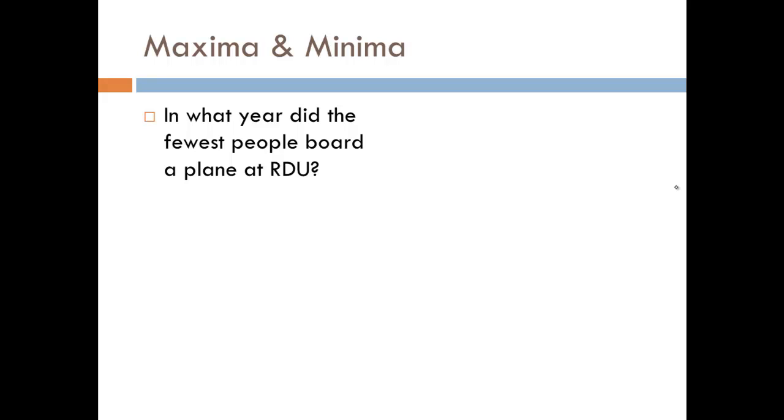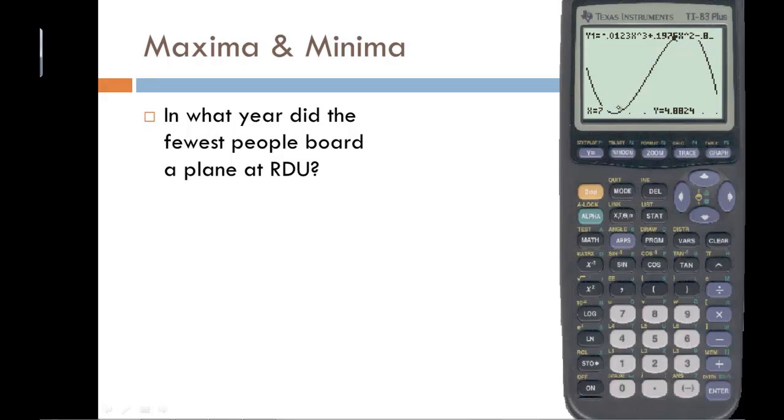Can we determine in what year the fewest number of people boarded planes at RDU? This is what we call a minimum. It's the fewest number. Looking at our graph, it's this lowest point, the bottom point of this valley. To compute that, we could use the cursor, the same way we've been doing with trace, and move it down to the left. But using trace tends not to be very accurate when doing this. So instead we can go into the calc menu, which is second and trace.